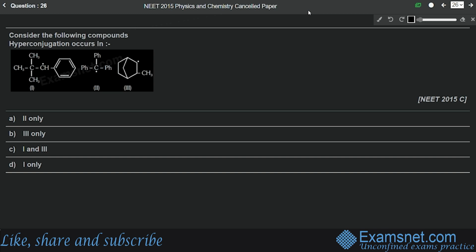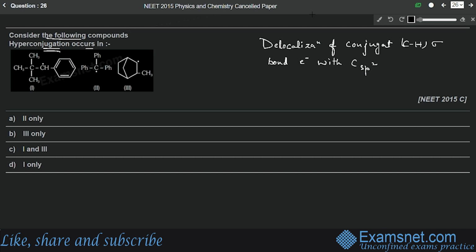Now question number 26 is from the chapter organic chemistry. The question is: consider the following compounds, hyperconjugation occurs in. So, what is hyperconjugation? It is delocalization. Let's write it down here. Delocalization of conjugate carbon-hydrogen sigma bond electron with sp2 hybridized carbon.